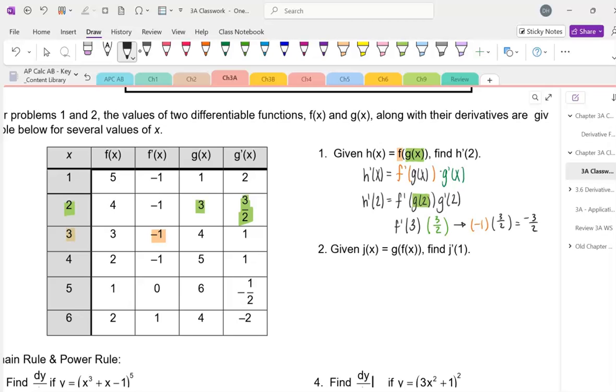In problem number 2, we've got j of x equals g of f of x, and we need to find j prime of 1. So once again, do not plug in the numerical value until the very, very end. So let's start with j prime of x equals. So you're going to take the derivative of the outside. So we've got g prime, and then you write the inside exactly as is. And then you're going to multiply by the derivative of the inside.